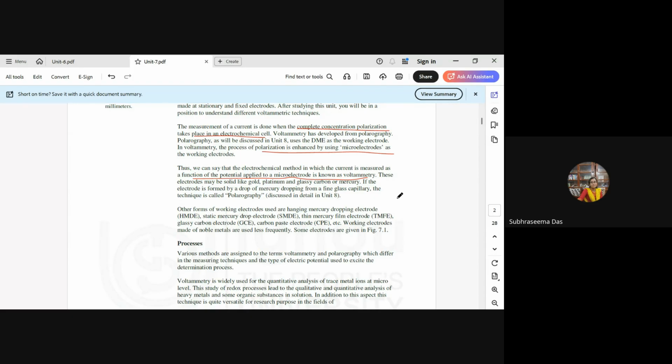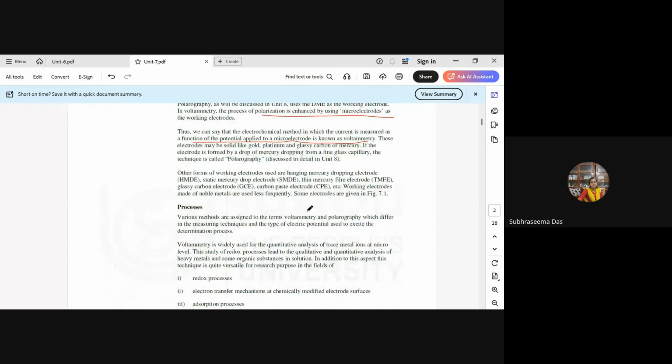These electrodes may be solid like gold, platinum, and glassy carbon, or mercury. The electrode is formed by a drop of mercury from a fine glass capillary, and this technique is called polarography. Other forms of working electrodes that are used are the hanging mercury drop electrode, the static mercury electrode, the thin mercury film electrode, the glassy carbon electrode, carbon paste electrodes, and others.